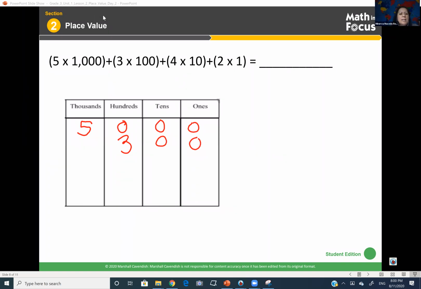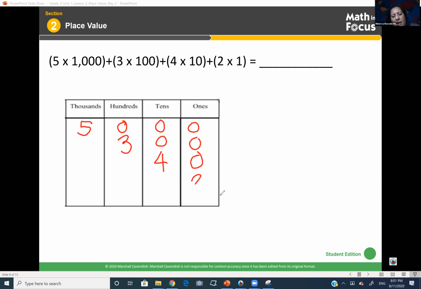The next one says 4 in the tens. So let's do the 4 in the tens. So I put 4. Oh, I forgot to grab my pen. 4 tens, and that means I have no ones. And 4 tens anyways makes 40. And the last one is going to be 2 in the ones place. So let's put the 2 in the ones place.